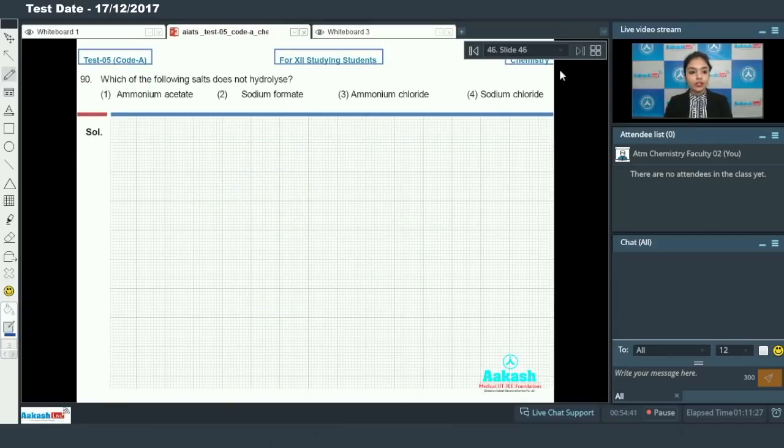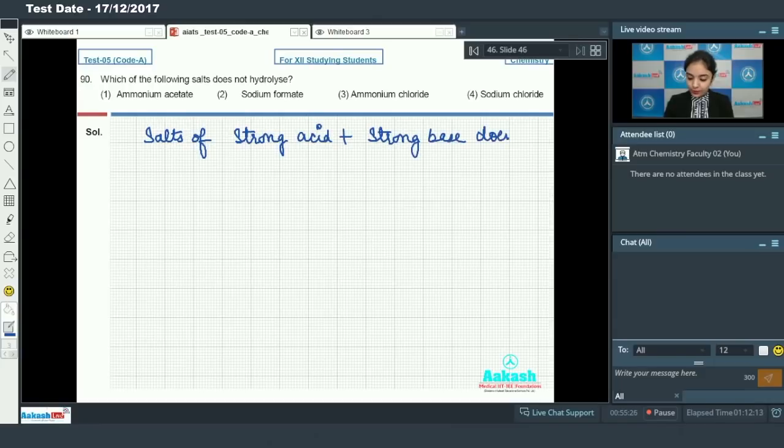So moving on to the next one now, we have question number 90, which says that which of the following salts does not hydrolyze. The salts of a strong acid and a strong base do not hydrolyze. If I see the options, the first option we have is ammonium acetate. Ammonium acetate is composed of a weak base, that is ammonium hydroxide, and acetic acid. In this case, both the cations and anions will undergo hydrolysis. So this option is incorrect.